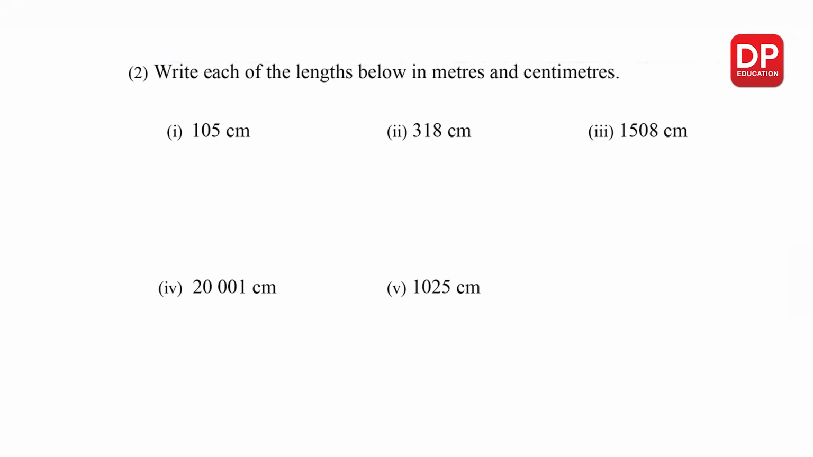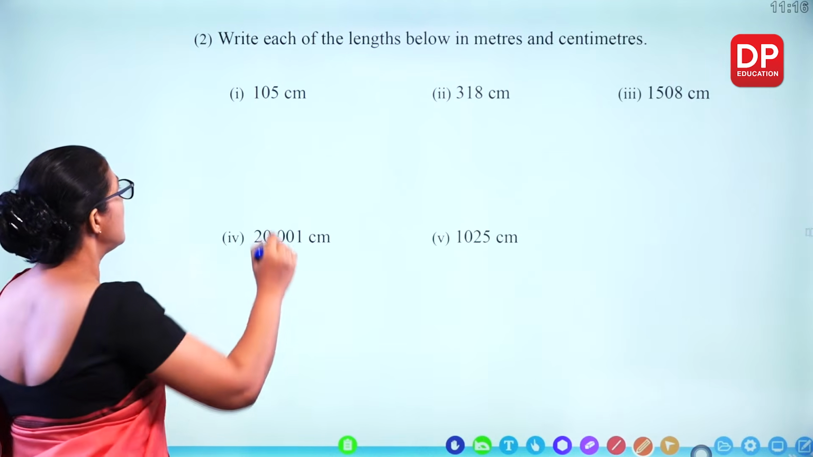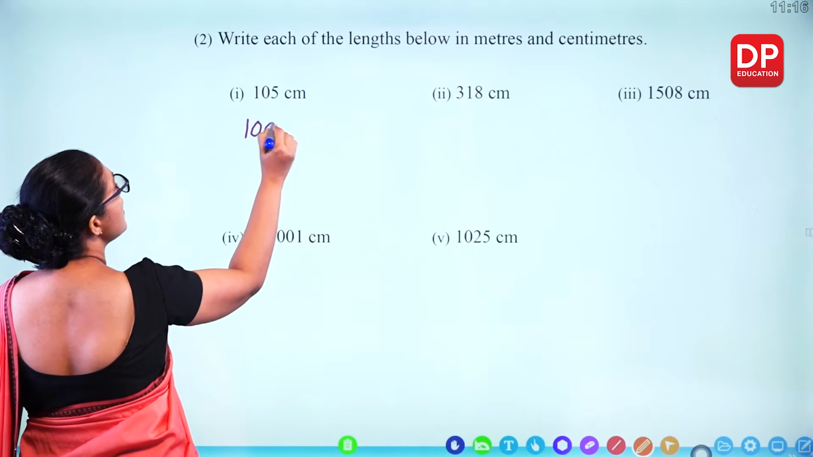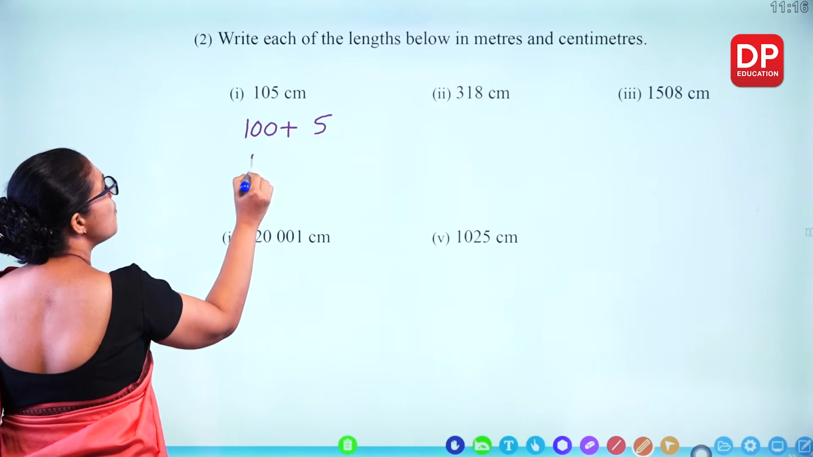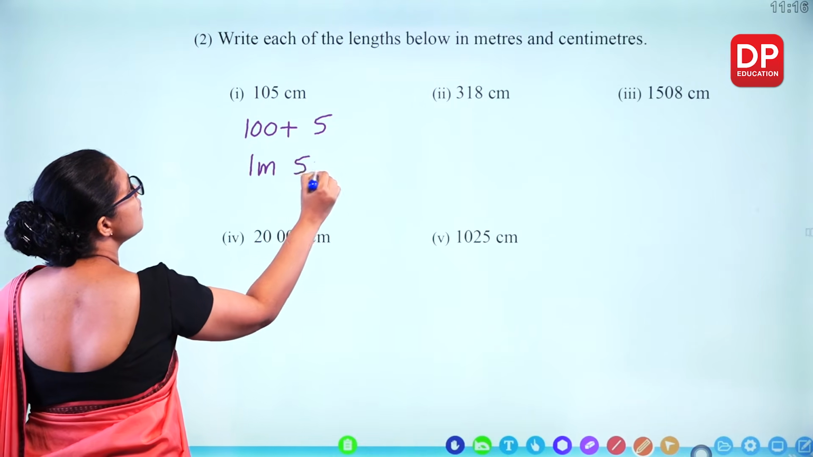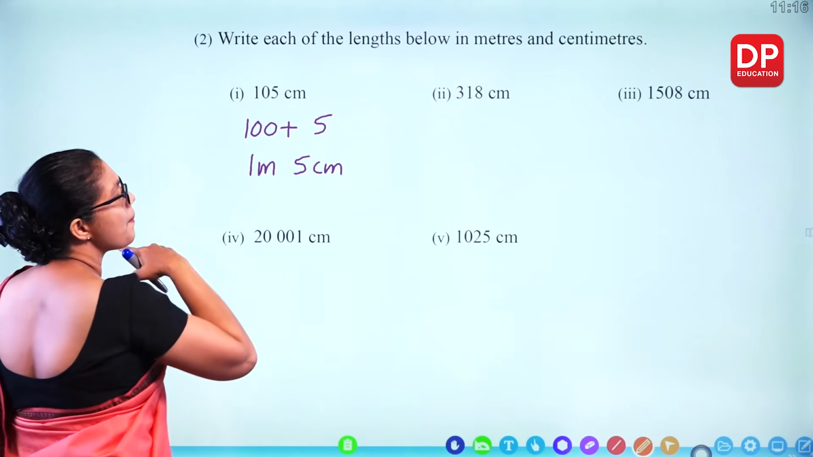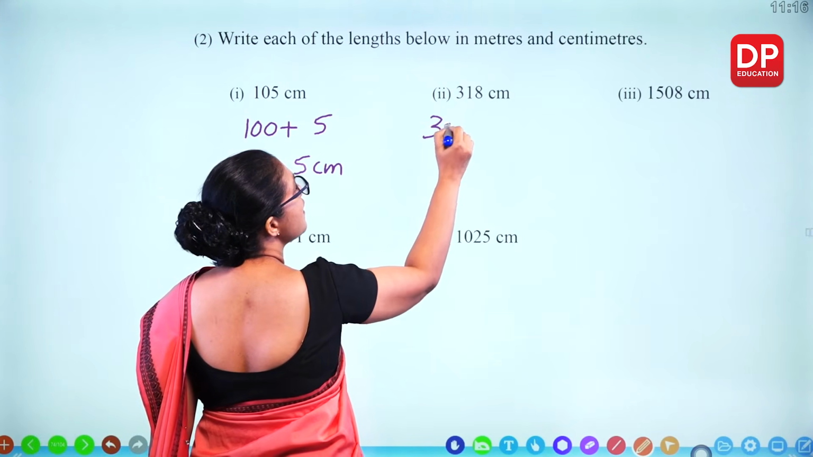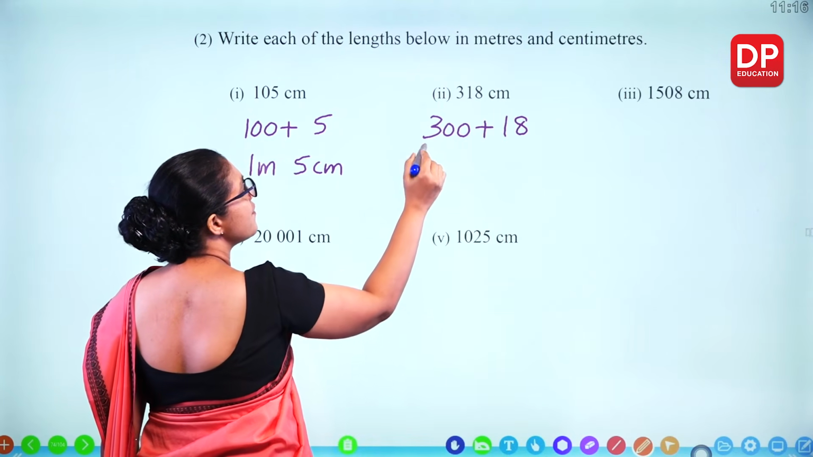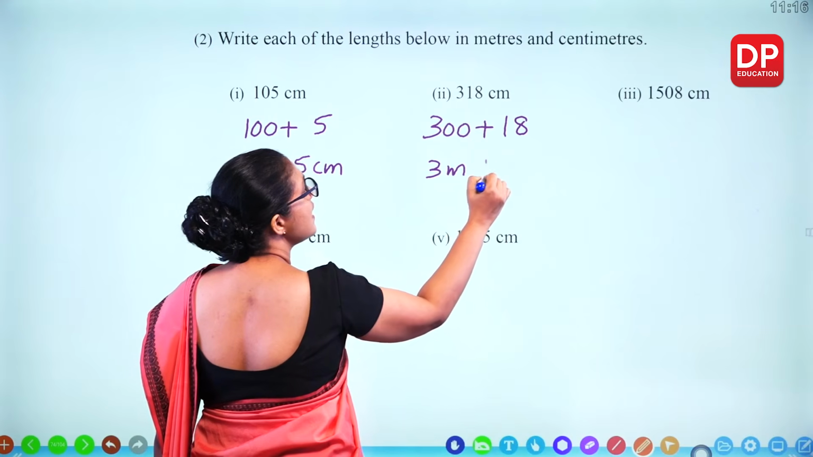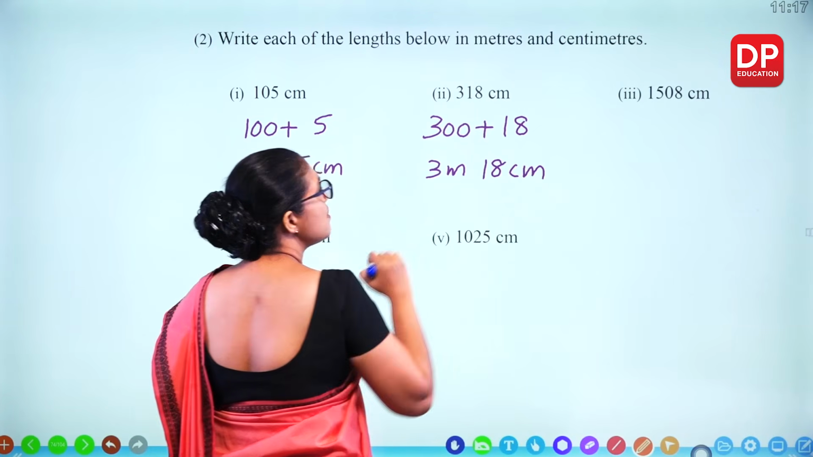Write each of the lengths below in meters and centimeters. So we can split it. 105, I can write 100 plus 5. 100 means divide by 100, 1 meter and 5 centimeters remaining. 318, I can write 300 plus 18. When you divide this by 100, that's 3 meters and 18 centimeters.